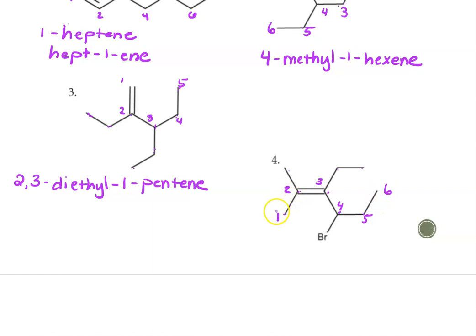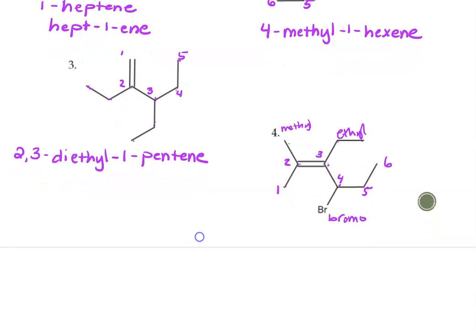All right, so what I've got here is a methyl group on number 2, an ethyl group on number 3, and a bromo group on number 4. So I'm going to start here with the bromo because it's first in the alphabet. 4-bromo, 3-ethyl, 2-methyl.